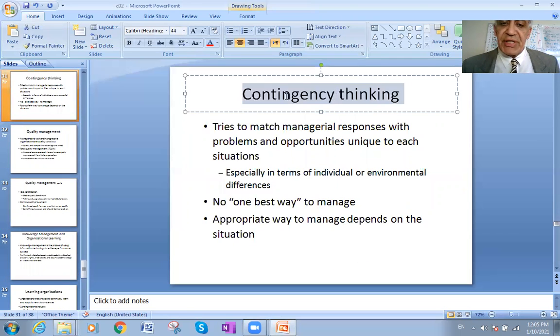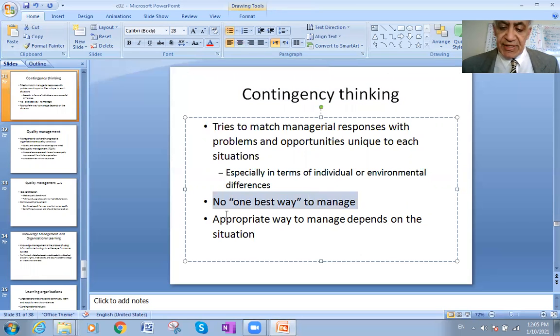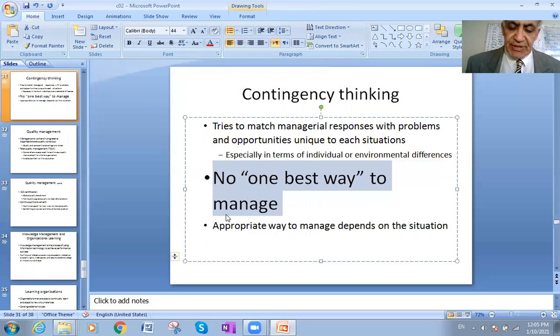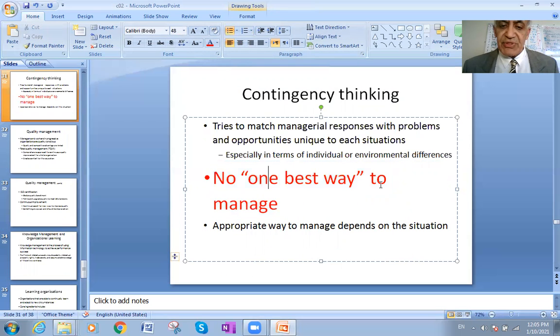Like I told you, the contingency thinking: no one best way. This is what I want you to focus on. No one best way to do things. No one best way to manage. Never. It is always based on the situation, based on the condition you have. You are acting based on the conditions or circumstances which you have.